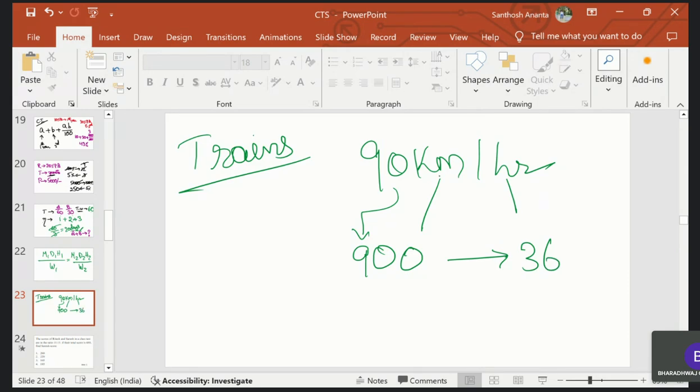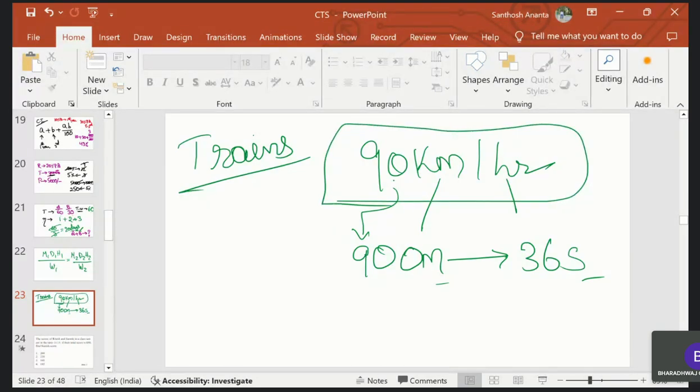Before conversion, it is 90 kilometer per hour, and after conversion, for 36 seconds, it is covering 900 meters. It means that without using any conversion techniques like 5 by 18 or 18 by 5, we directly converted it from kilometer per hour to meter per second. This is the one and only shortcut that we are going to use for the trains concept.